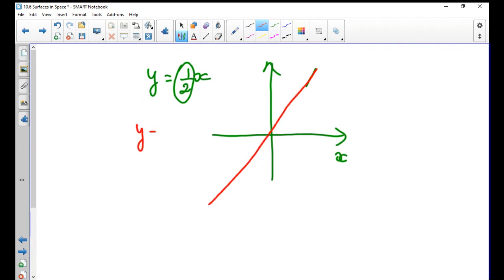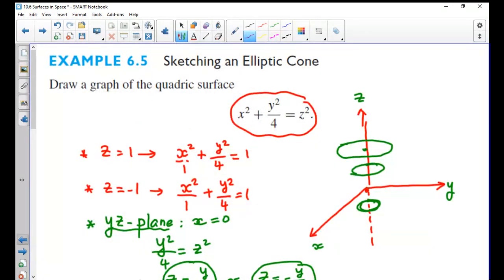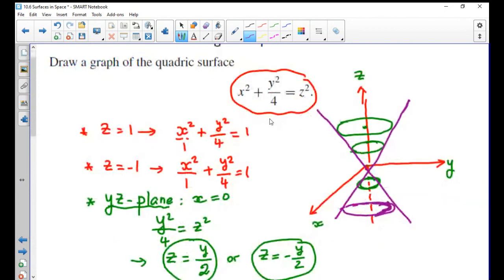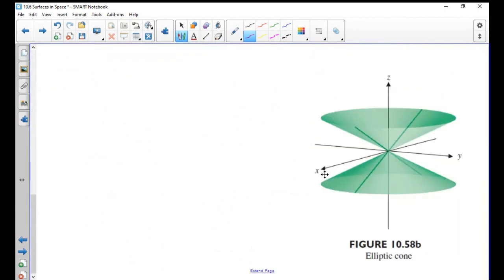Y equals minus half is also a line, but this time like this, the other side. So if we come back here, we're getting a line here, and also a line here, and you have your circles, your ellipses like this. In the end, what shape is this? What do we call this shape? It's a cone, an elliptic cone.